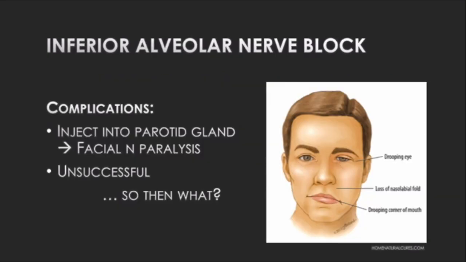So some complications if you inject a little bit too posteriorly, so make sure you're hitting bone before you inject, because you can actually accidentally get the parotid gland, and that's where the facial nerve runs, so then the person will look like they have a Bell's palsy. And also, this sometimes can be an unsuccessful nerve block, so what then can you do?